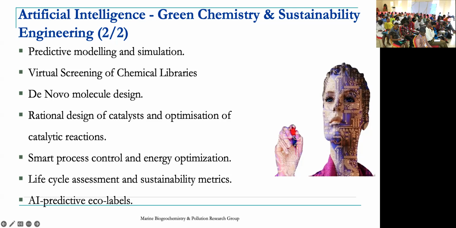AI does de novo molecule design. AI can help us generate novel molecular structures that meet specified criteria, such as low toxicity and high efficiency. So this capability could enable, for instance, the creation of green solvents, polymers, and additives, fostering innovation in the development of sustainable processes.